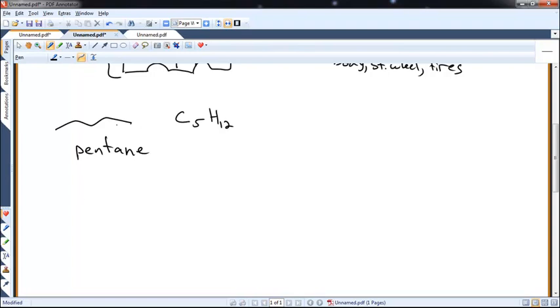But if I chop off this methyl group and I move it over, I could draw this. This is also C5H12, right? But it's different than this one. Why? This has 5 carbons that are directly in a row. This one has 4 carbons in a row with a methyl group, a branch, at carbon 2.